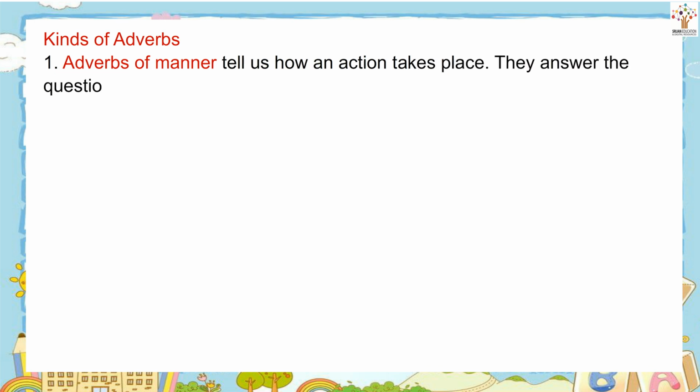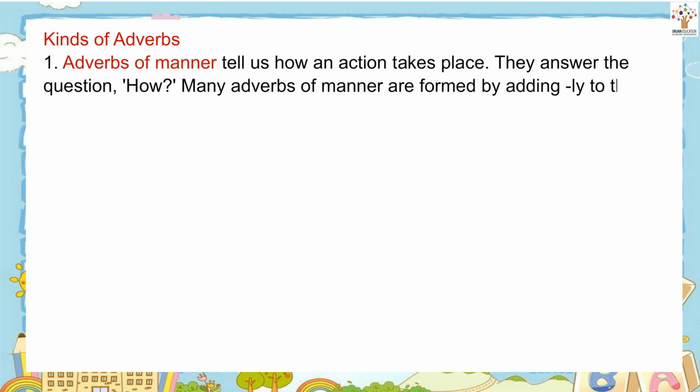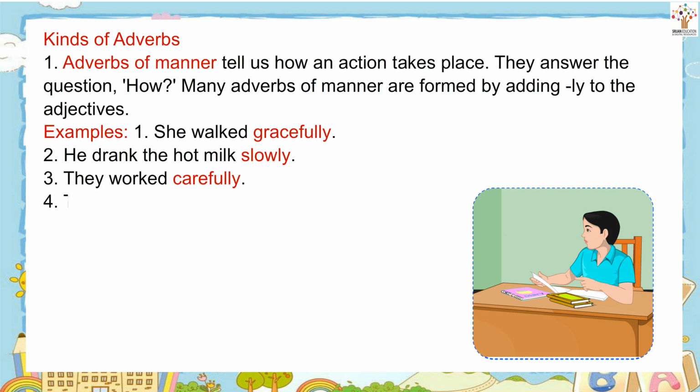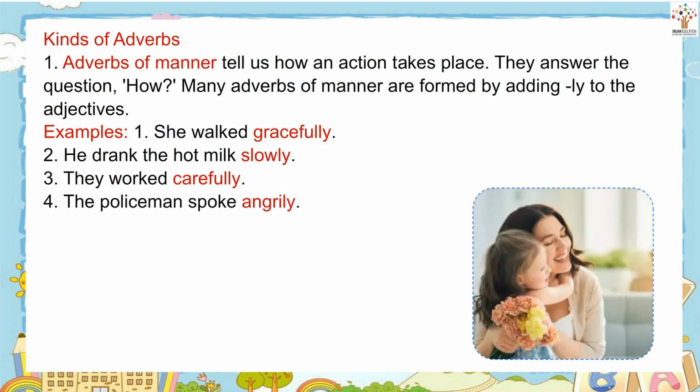Kinds of adverbs. Adverbs of manner tell us how an action takes place. They answer the question how. Many adverbs of manner are formed by adding ly to the adjectives. Examples: she walked gracefully. He drank the hot milk slowly. They worked carefully. The policeman spoke angrily. The mother received the guests happily.